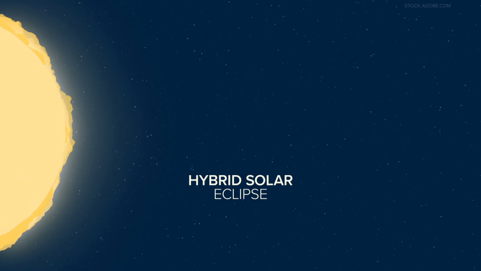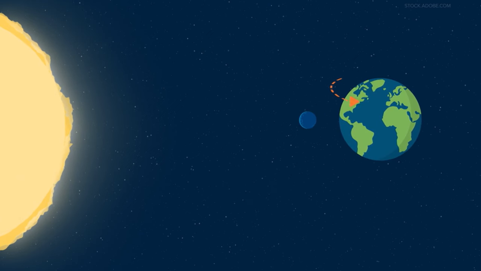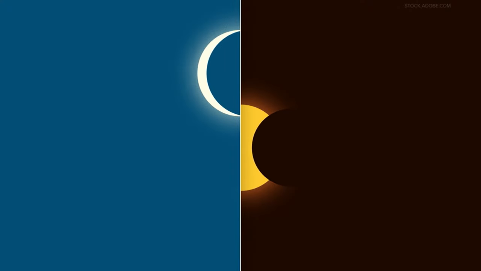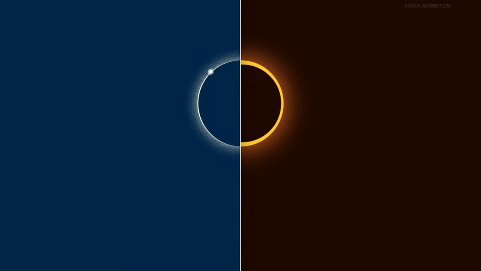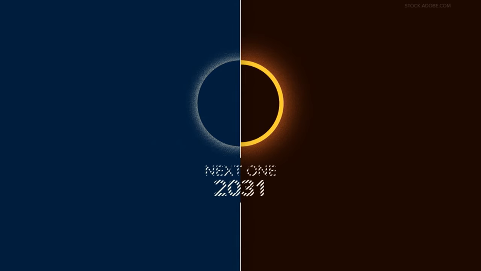Our last type of solar eclipse is a hybrid one. Because of the curvature of our Earth, an eclipse can switch between an annular and a total eclipse as it moves across. The next time this will occur will be in 2031.